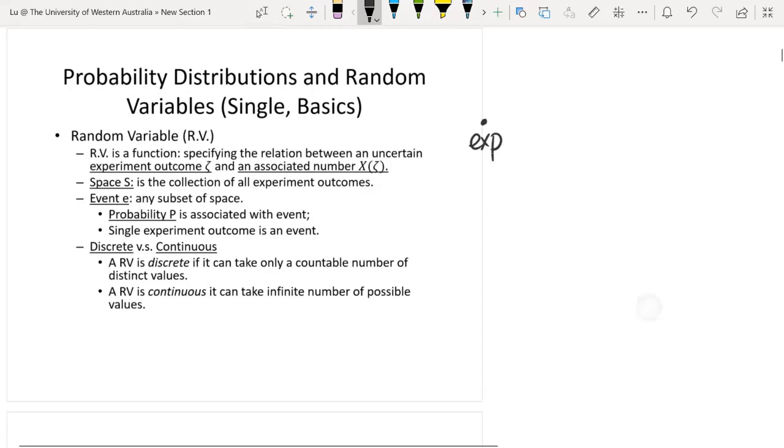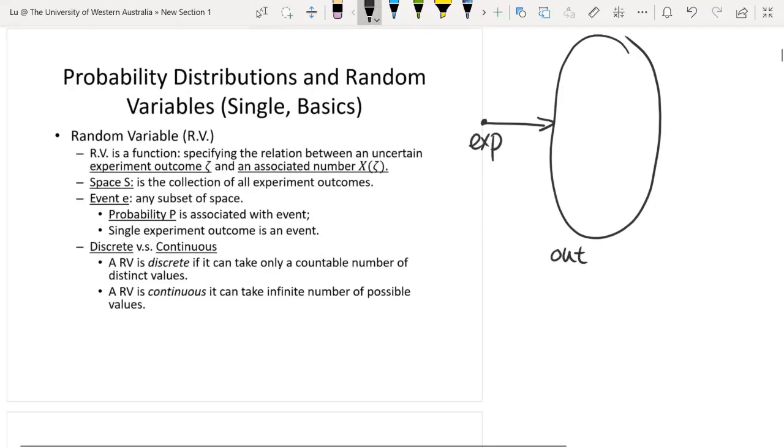And these experiments should be able to produce some outcomes. And we put all the outcomes into this big circle. Let's use zeta to denote the outcome. So we have zeta 1, zeta 2, and so on.